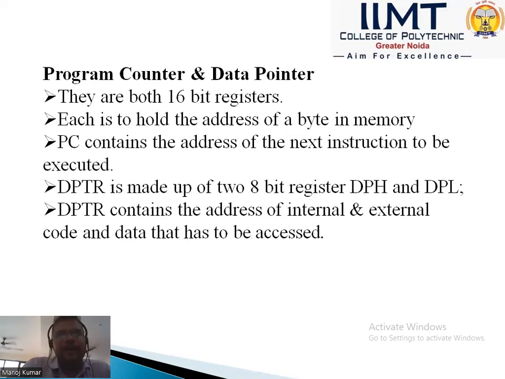Program counter and data pointer. They are both 16-bit registers. Each holds the address of a byte in memory. PC contains the address of the next instruction to be executed. DPTR is made of 2 8-bit registers, DPH and DPL. DPTR contains the address of internal and external code and data that has to be accessed.